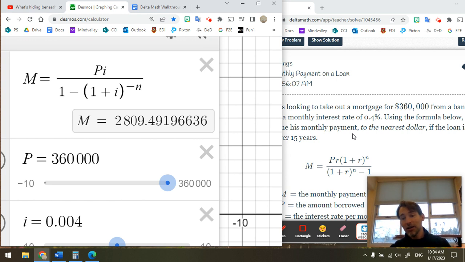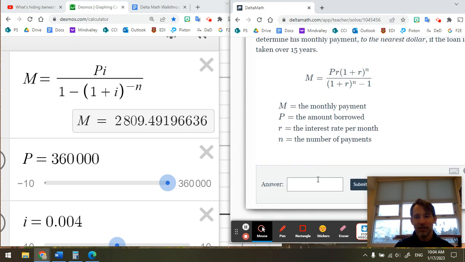To the nearest dollar, I have to round away 49 cents. How kind of the bank to forgive me those 49 cents 180 times. That's like them giving you $90. So 2809 is the answer.